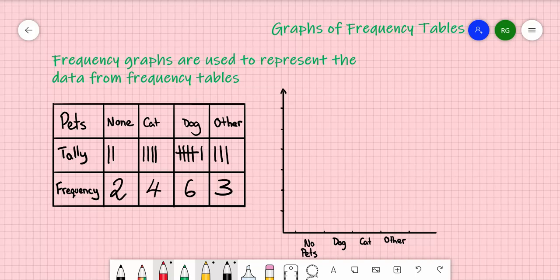So a reminder, on the left I had a total of 2 people had no pets, 4 people had a cat, 6 people had dogs or dog, and 3 people had other types of pets. So we're going to go ahead and we're going to put this now onto a graph.